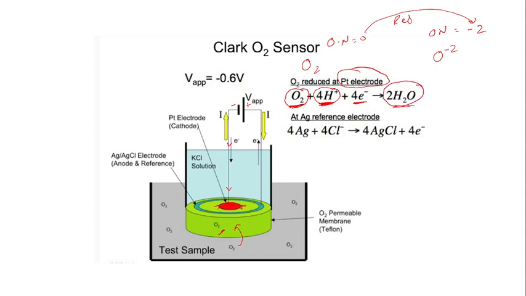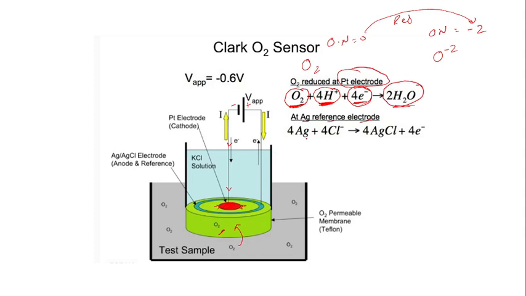Then this question should be raised in your mind: sir, how is it sensing the oxygen? It is a reduction, so how is it sensing? Finally you can say that it is consuming some electrons, 4 electrons. To complete this reaction, we will discuss another electrode, which is the Ag reference electrode, the silver reference electrode.